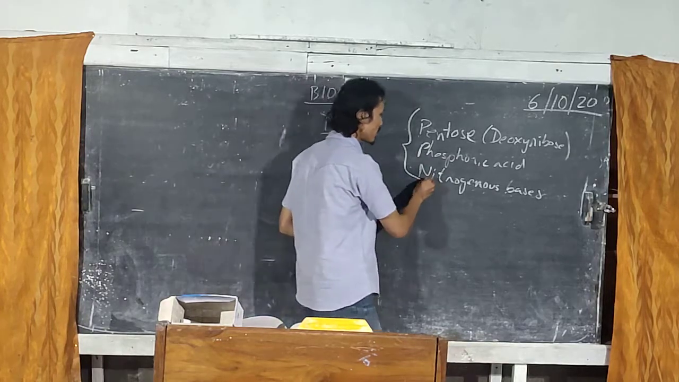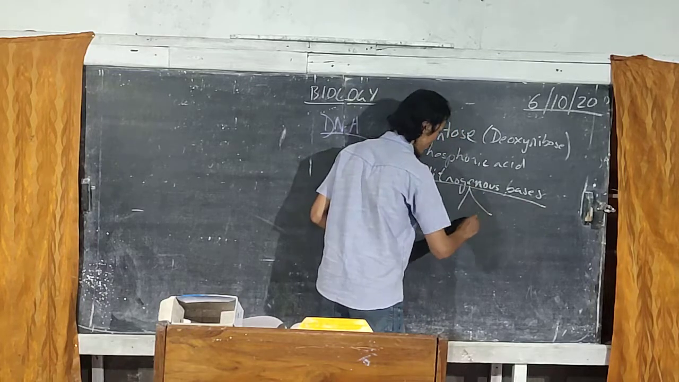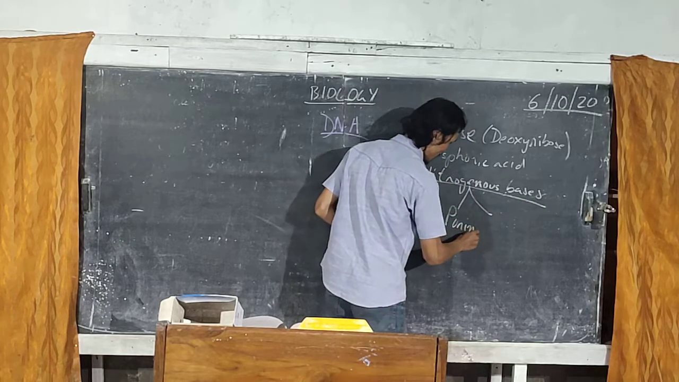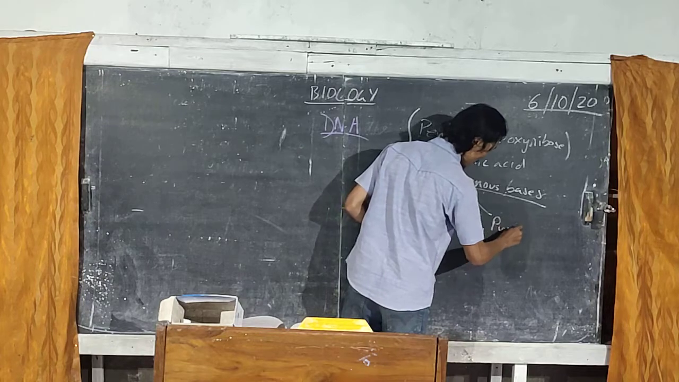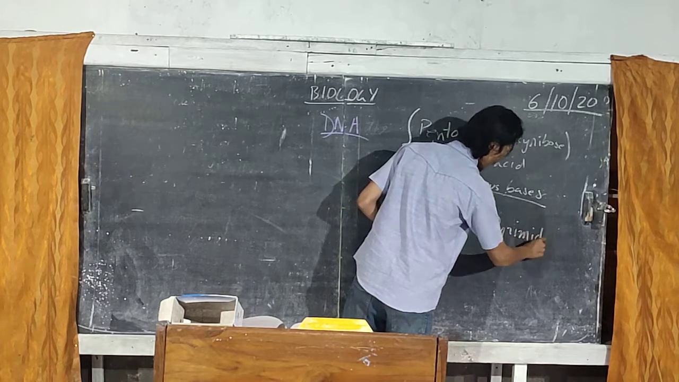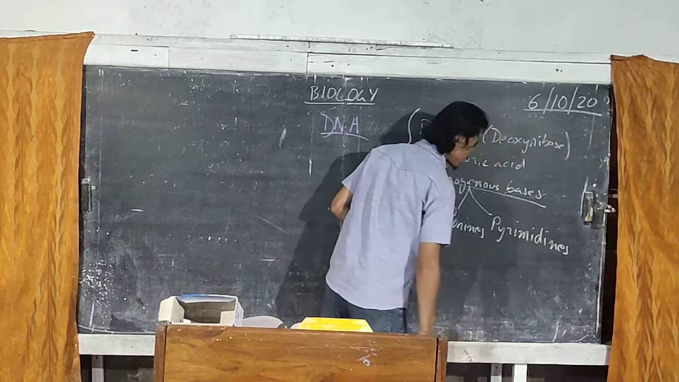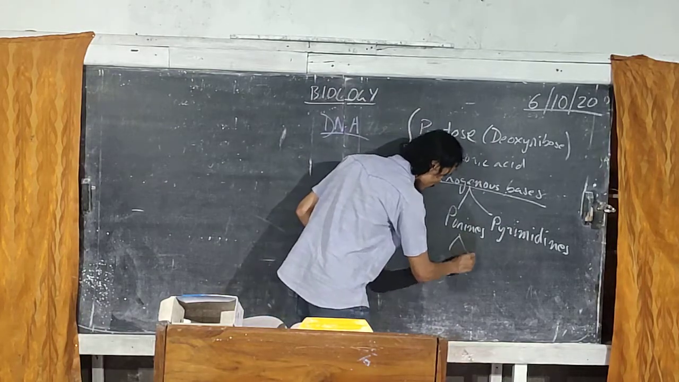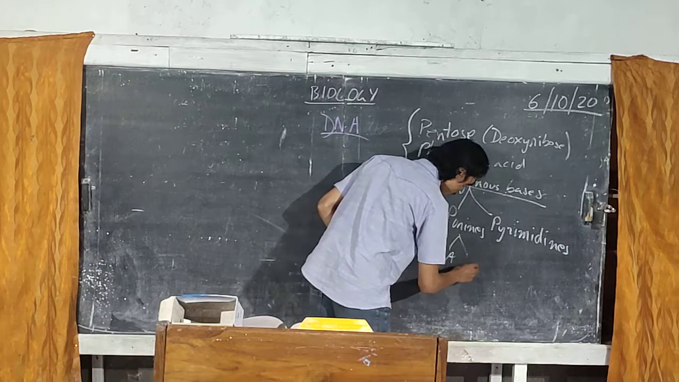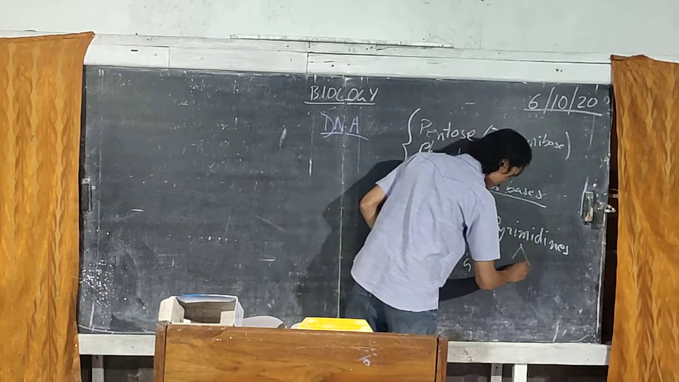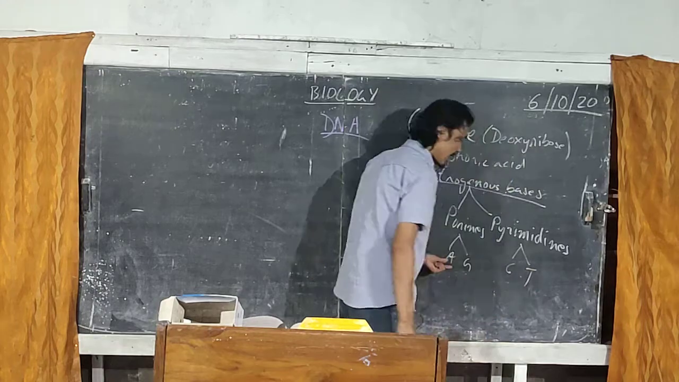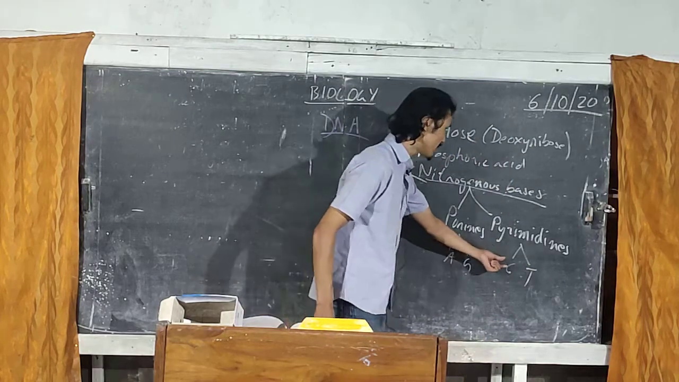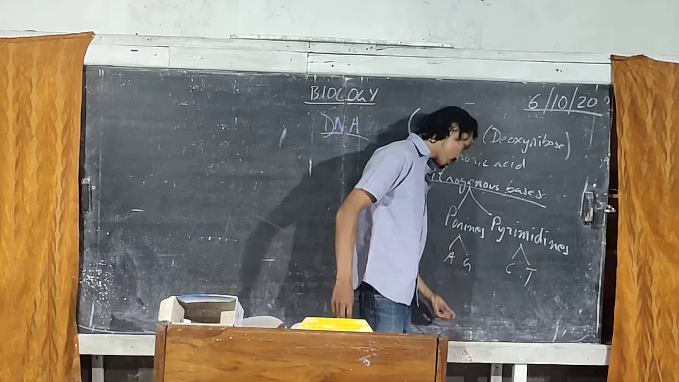Now when we talk about nitrogenous bases, again they are of two types, purines and pyrimidines. Purines are adenine and guanine, pyrimidines are cytosine and thymine.